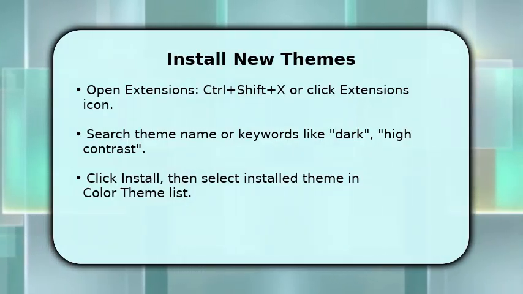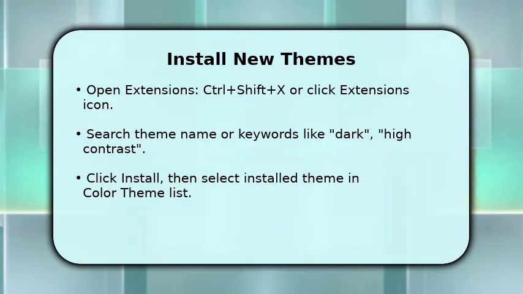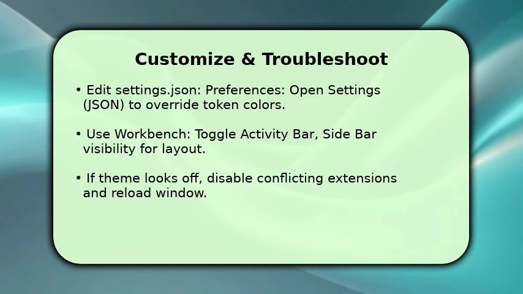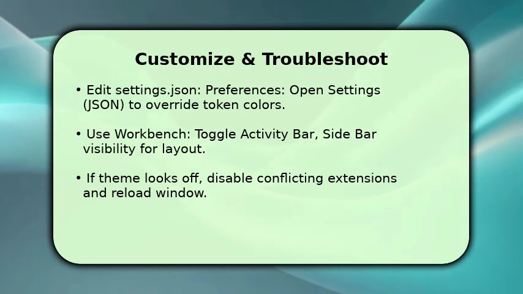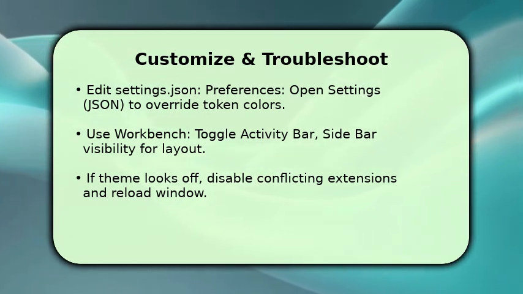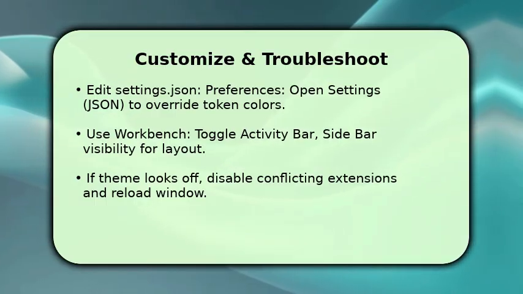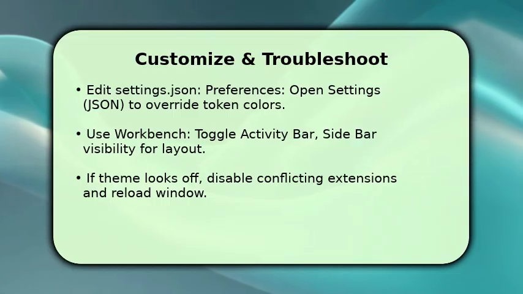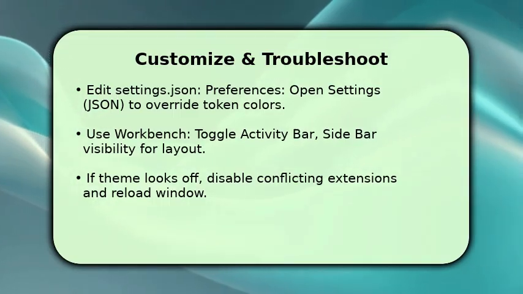To finalize, customize theme details or override token colors via Settings JSON when you need precise tweaks. Open Preferences, open Settings, JSON, and add workbench.colorCustomizations or editor.tokenColorCustomizations for targeted changes.